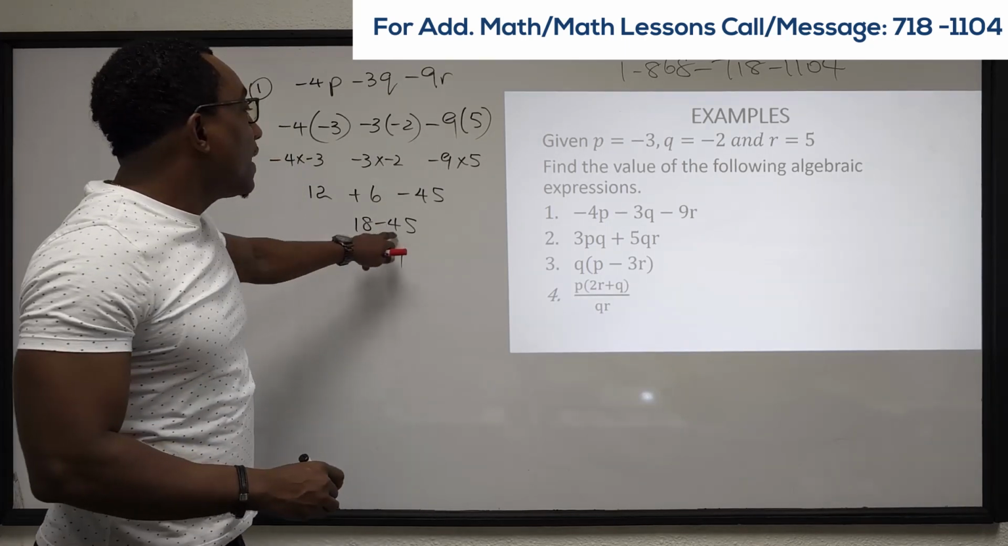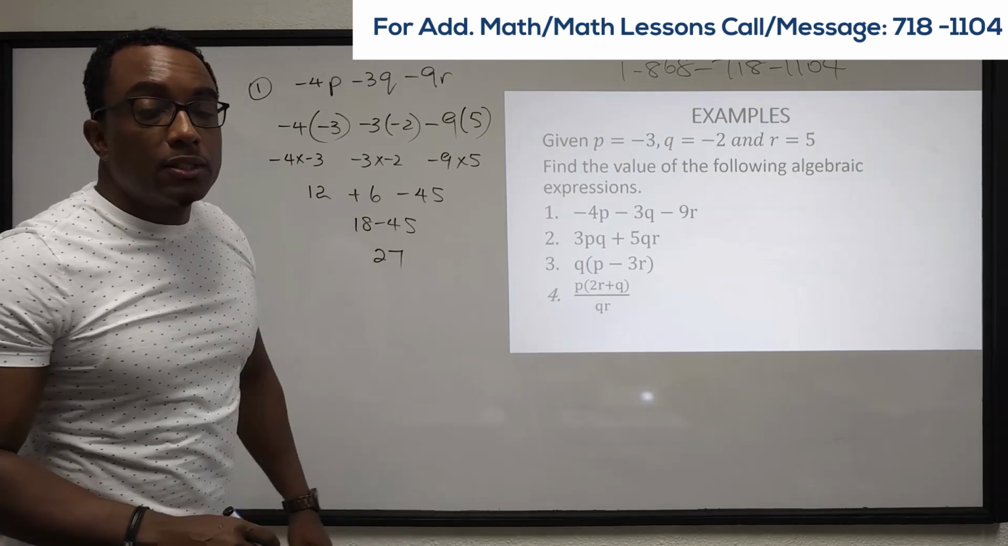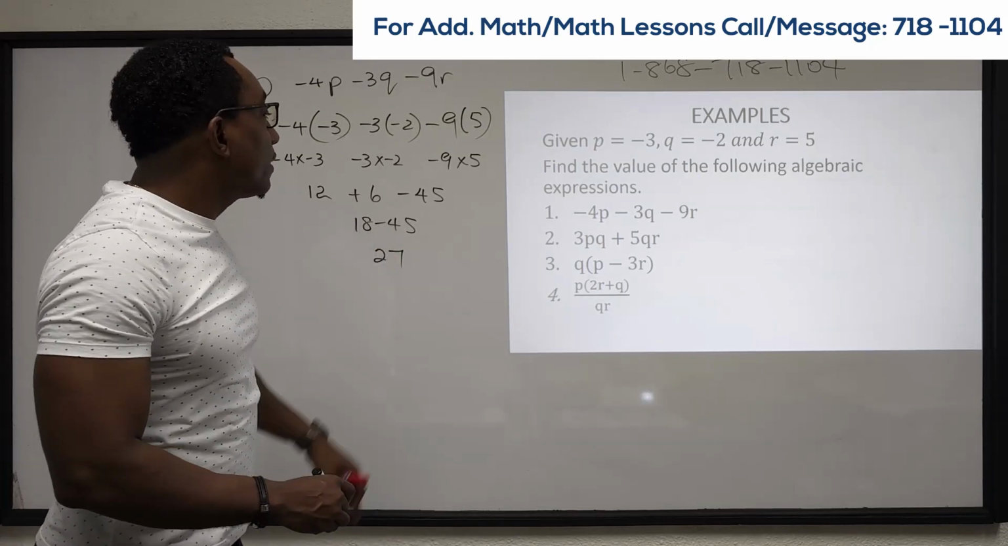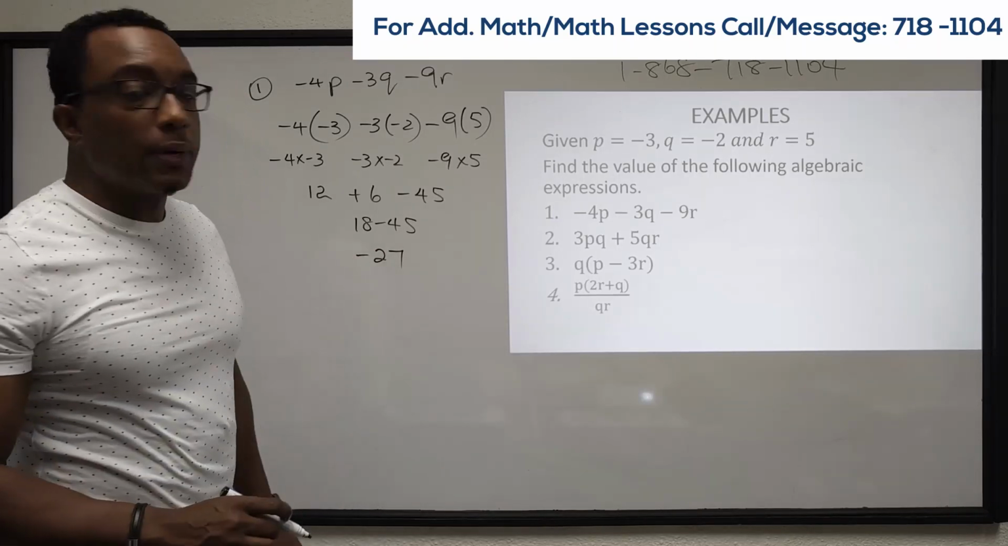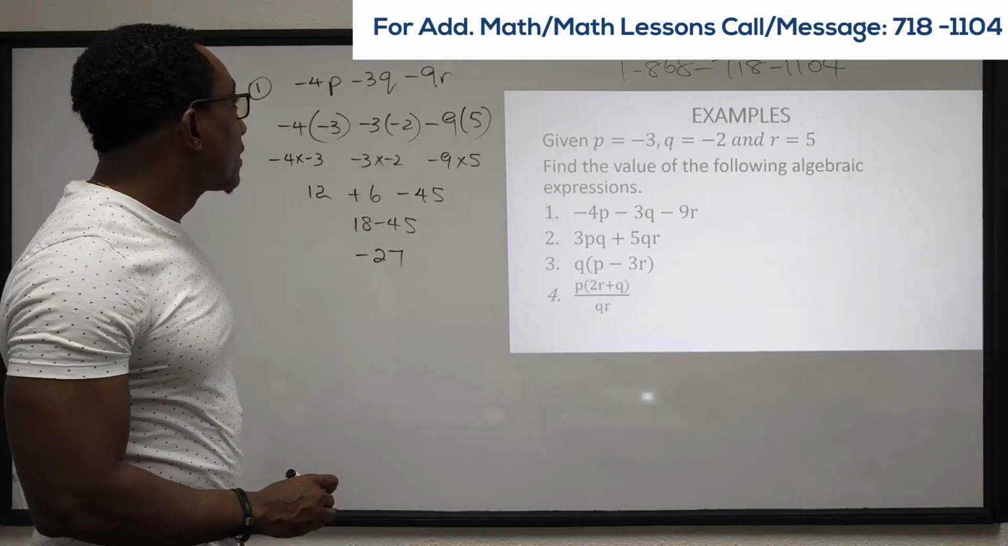And the sign of the larger natural number is 45. The negative sign controls it, so that negative sign will control your 27. So you have negative 27 there as the answer for 1. Let's look at 2.